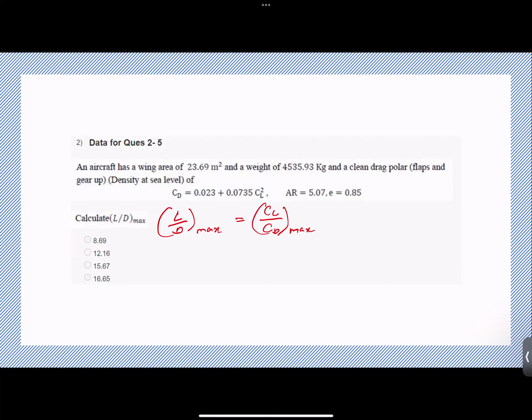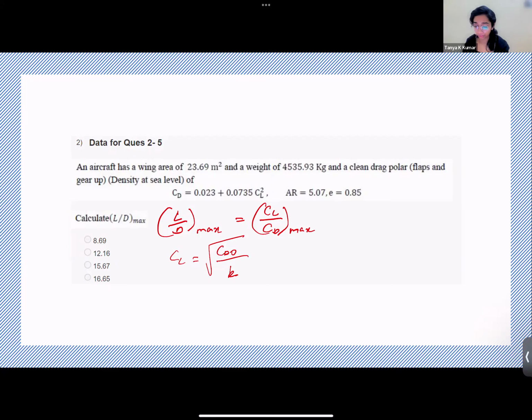I just did the CL equal to under root CD naught by K. Then I divided it by that drag polar, CD equals 2 into CD naught. Correct. Perfect. So he has taken CL equal to under root CD naught upon K, which is the value for CL that corresponds to L by D max, or minimum drag or minimum thrust required. Okay, so CD naught is 0.023 and K is the slope.